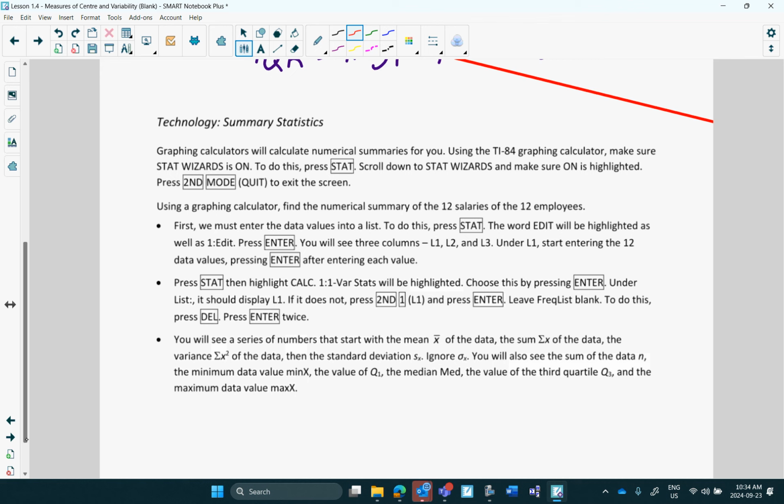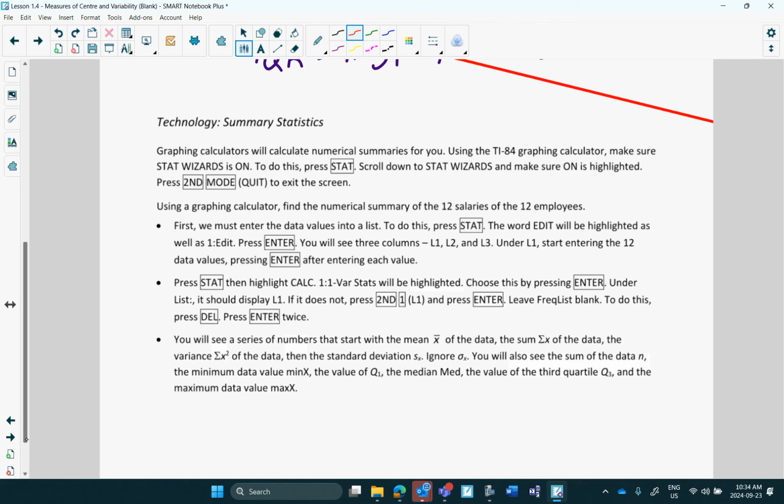Okay, so to get out of that screen, go second mode. That's quit. And that gets you back to a blank screen. Okay. So now what we're going to do is we're going to enter the 12 numbers. How do you enter the 12 numbers?